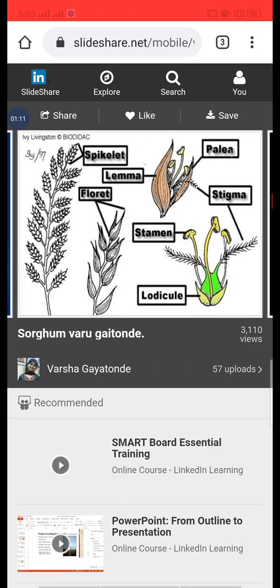Here is the flower structure. Here is the panicle. Panicle consists of the spikelets. In spikelet, the florets are present. Each floret is enclosed by the lemma and the palea. The right side is known as palea, while the left side is known as lemma, in which the male and the female organs are present. There are three anthers in each floret with the bifeathered stigma.